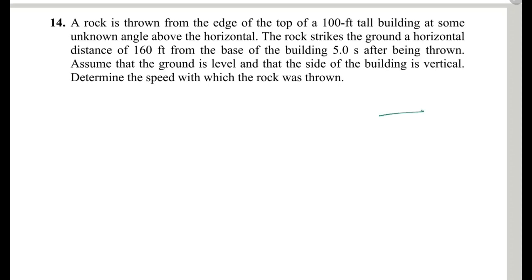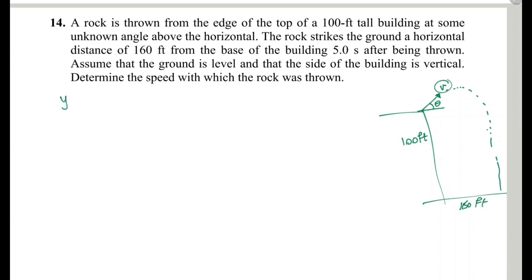So the situation is as this one here. The ball is thrown with unknown angle, this theta right here, and this is v, that's what we are missing. And after 5 seconds, it strikes the ground 160 foot away, and the height of this building is 100 foot. We need to find this v.